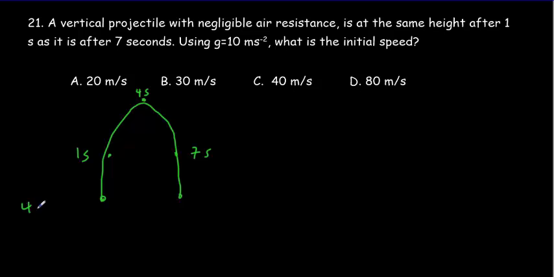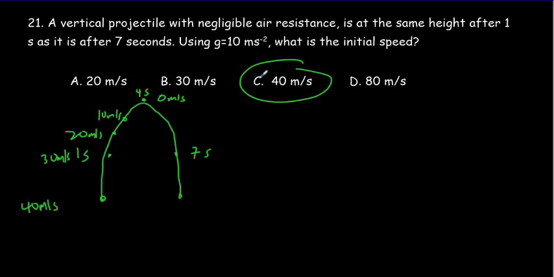And we're going to have to send it with an initial speed of 40 meters per second in order for it to take 4 seconds to get to the top, because after 1 second it would be going 30 meters per second, after 2 seconds it would be going 20 meters per second, after 3 seconds 10 meters per second, and then at 4 seconds it would be going 0 meters per second right at the top of its path. So the correct answer here is C, 40 meters per second.